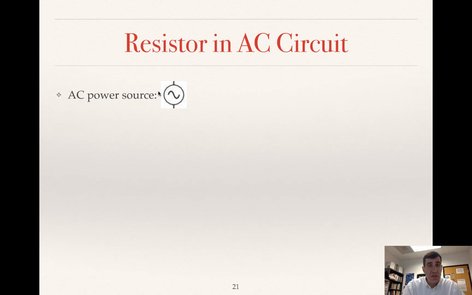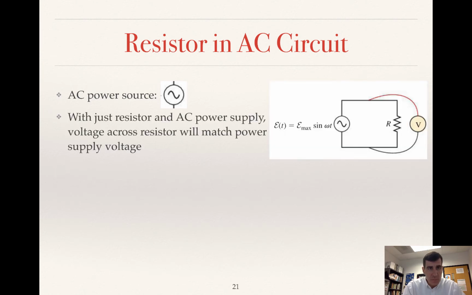So first off, just some circuit diagrams. An alternating current power source is denoted by a little circle with a little sine wave in it. And so, of course, the simplest thing you can imagine is just taking your AC power source and directly attaching it to a resistor. If that's all there is, then the voltage drop across the resistor is just going to have to equal the voltage provided by the AC power source. So the voltage across the resistor just equals the EMF from the power source, so it's some maximum times sine omega t.